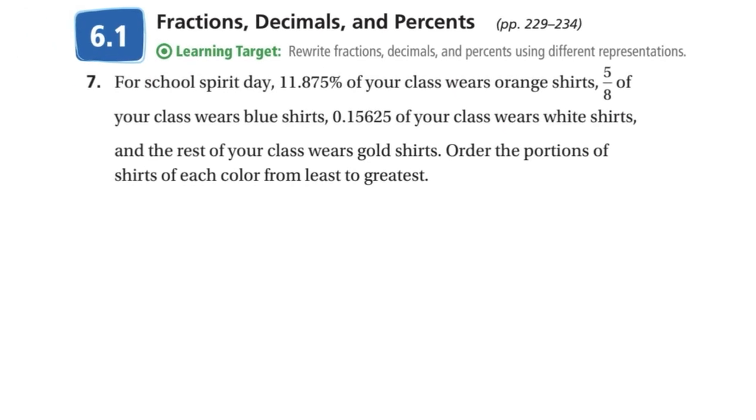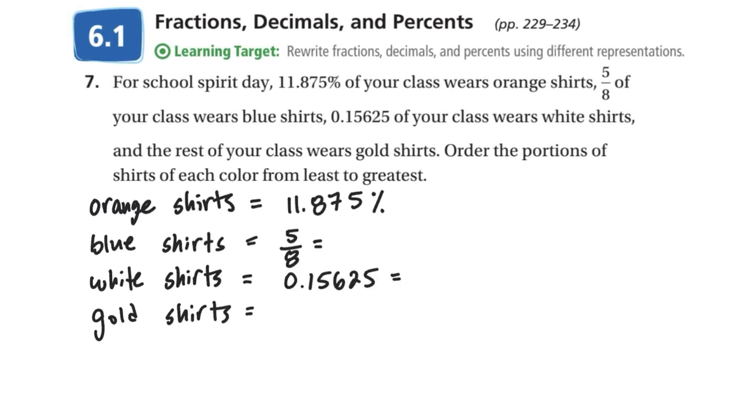So let's write all of these out. All right, so I just rewrote the information there. So orange shirts, 11, basically 12%. Blue shirts, 5/8 of the school wears blue shirts. So a lot of them wearing blue shirts. And then white shirts, 0.15625. So to compare portions, I like to make them all percentages. So this one's pretty easy, right? Put the percent sign at the end. Let's move it twice. So white shirts, 15.625%. So basically 16%.